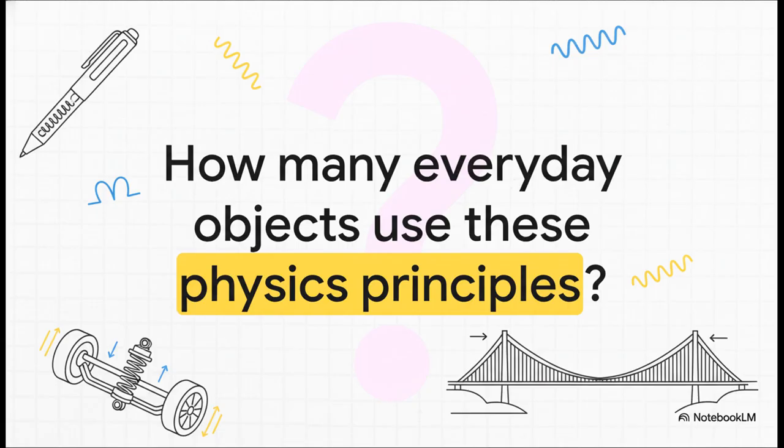It's literally everywhere you look. The clicky mechanism in your ballpoint pen? That's a spring obeying Hooke's law. The massive suspension systems in cars, trains, even suspension bridges holding thousands of tons. It's all built on these exact same principles. The physics you've just revised is what makes the modern world work.